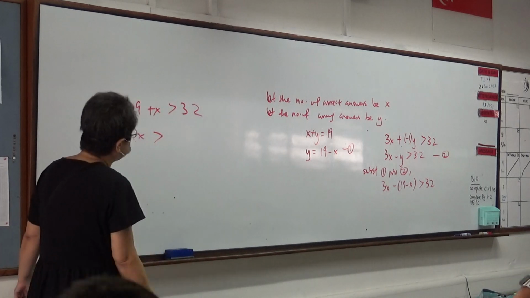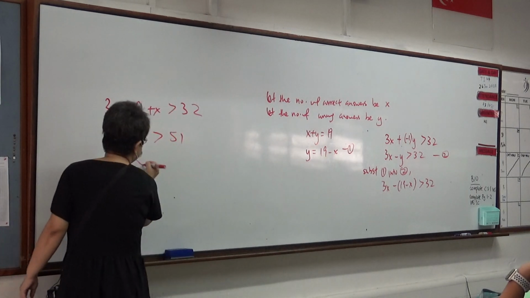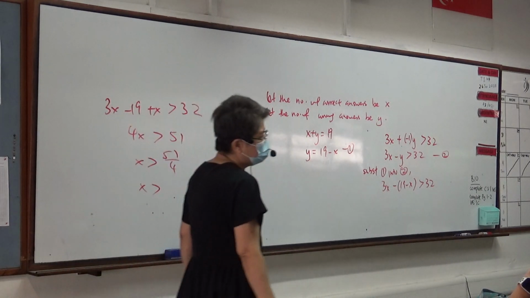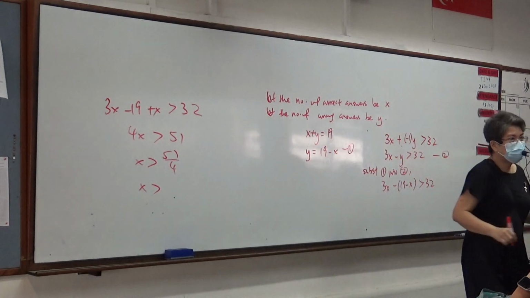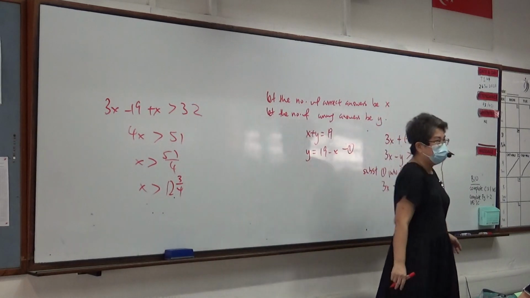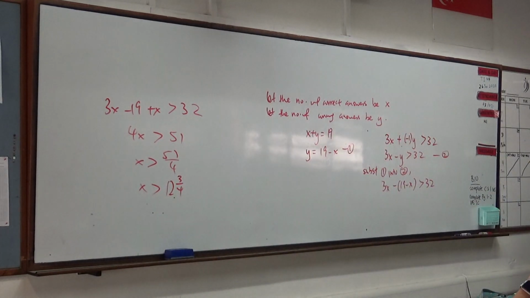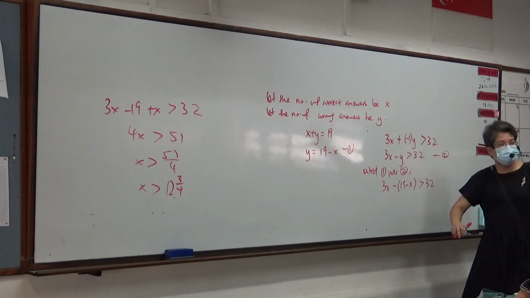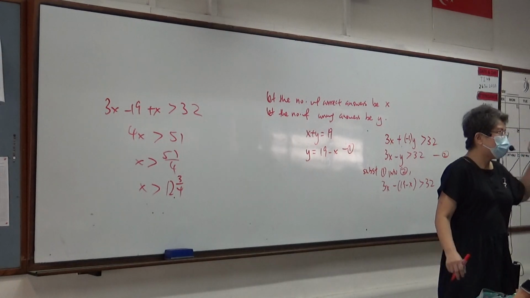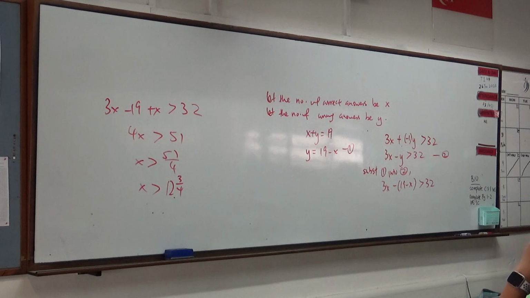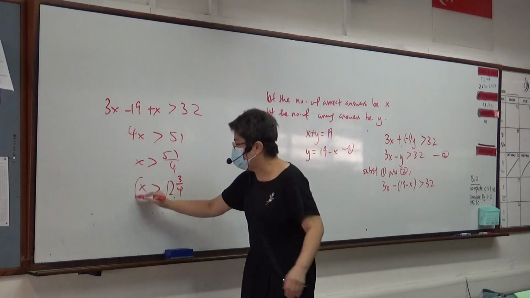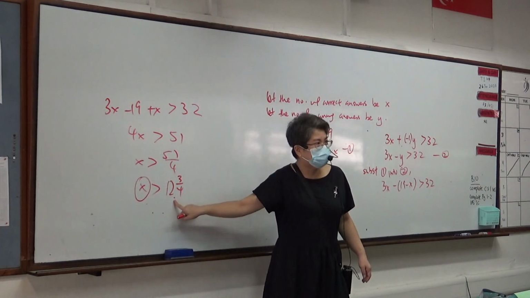4X is bigger than how much? 51, right? X is bigger than 51 over 4. So what is 51 over 4? Can you use your calculator and tell me? 12 and 3 out of 4. Okay, that means 12.75. Just now my question was what? The minimum number of correct answers, right? Now, can you see that the minimum number of correct answers must be bigger than 12 3/4?